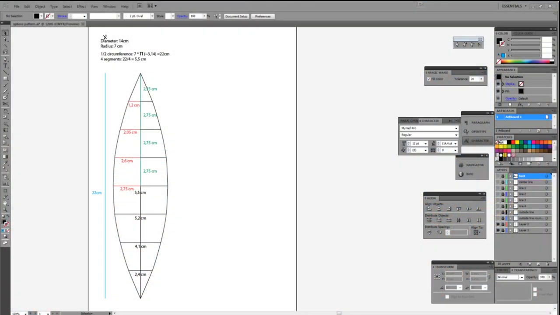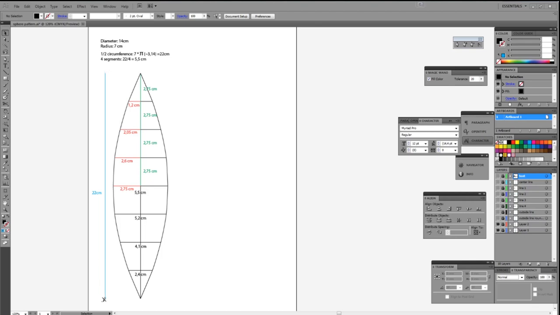So we have our dome that we bought, which is 14 centimeters in diameter, which gives us a radius of 7 centimeters, which is half the diameter. What we need for a dome is half the circumference of a ball. So we take those 7 centimeters and multiply it by pi, which is approximately 3.14, which equals 22 centimeters.